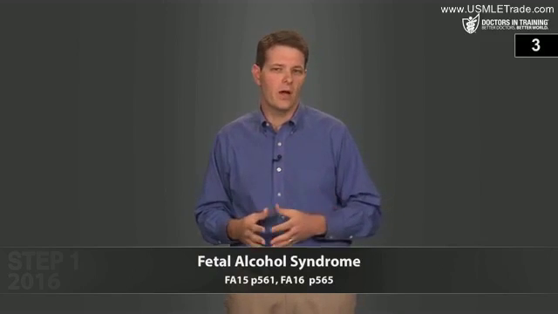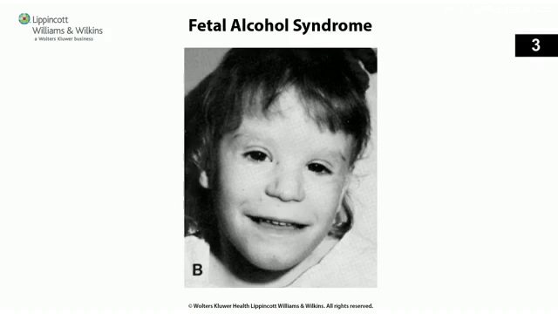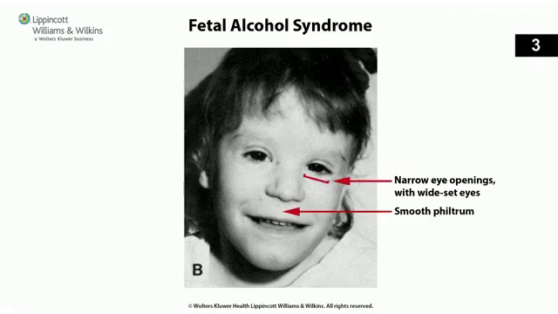So what do you get with fetal alcohol syndrome? There's some characteristic facial abnormalities with fetal alcohol syndrome, which include narrow eye openings and wide-set eyes, a smooth philtrum, and a thin upper lip. And alcohol can also cause cleft lip and cleft palate, so lots of midline facial abnormalities.